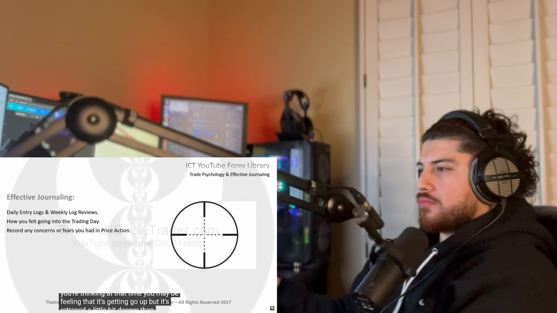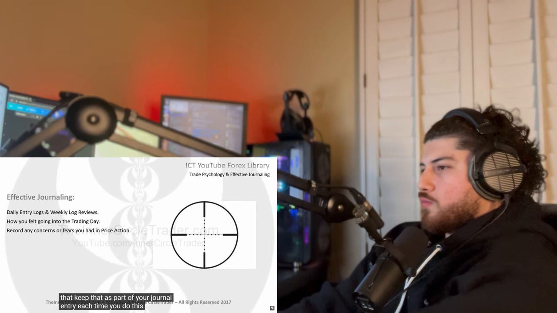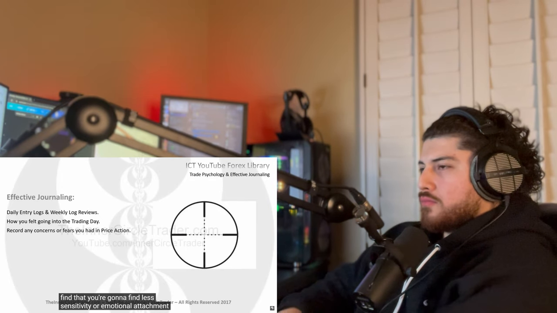You may be feeling it's going to go up, but it's retraced a little deeper than you thought, and you're starting to feel anxiety about it. That's the time when you want to screen capture and log that. Keep that as part of your journal entry. Each time you do this, you're going to find less sensitivity or emotional attachment to these ideas, because you've been there before.